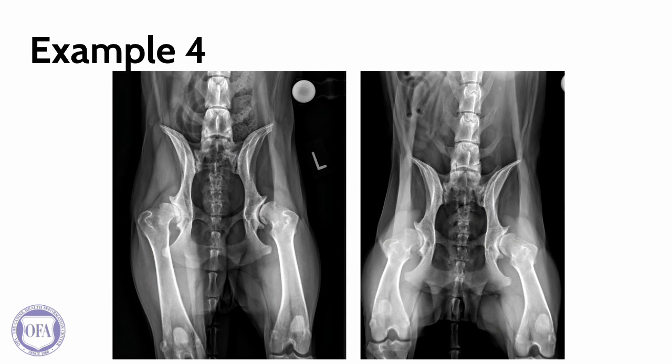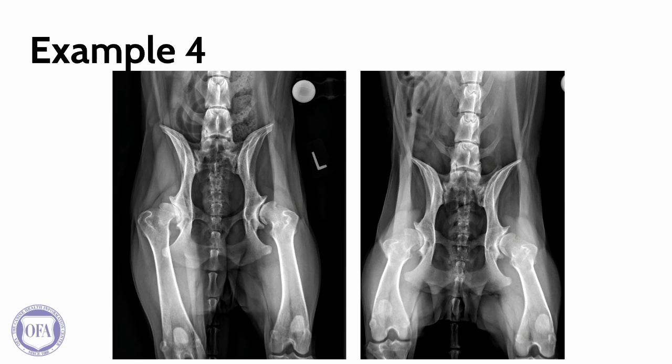This final example is of a patient with an L7 transitional vertebrae. The spinous processes are well aligned over the vertebral bodies on the image on the left. However, the obturator foramen and ilial wings are slightly asymmetric, with the right obturator foramen slightly larger than the left.